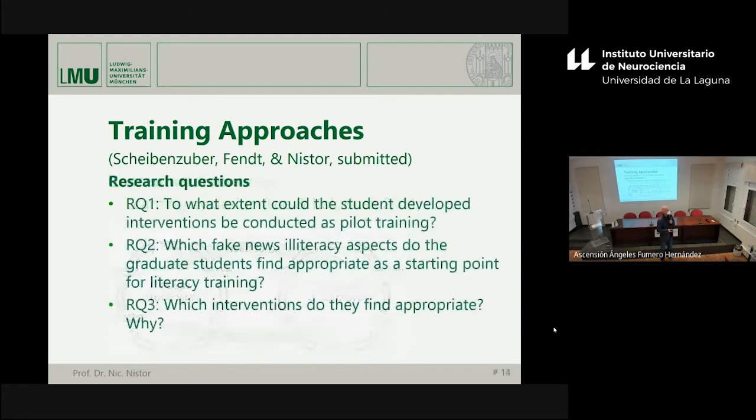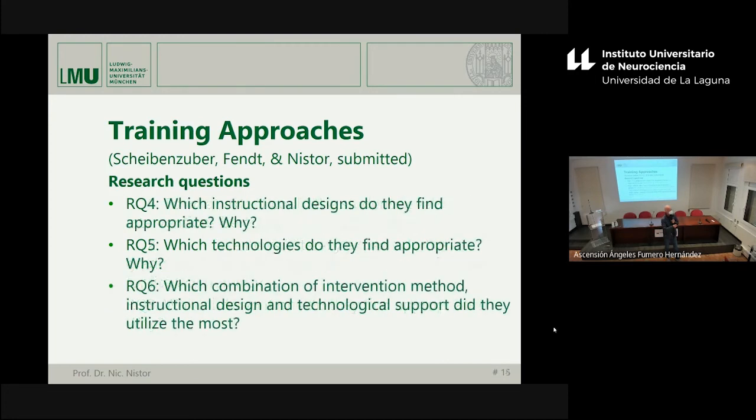The participants were freshmen, so we worked with education students from the first semester, and we had a lot of research questions, 6 in total, asking basically what do our students choose as a design of media literacy training.